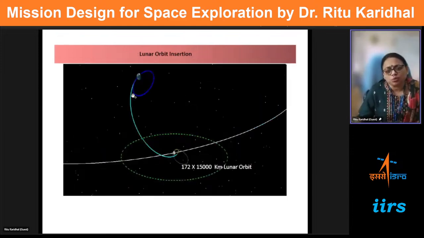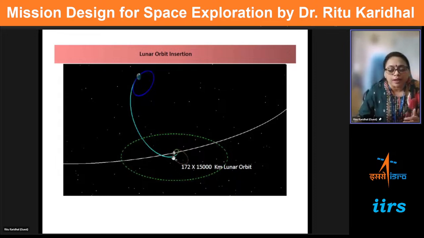In this depiction, you can see the satellite coming, and then we have the moon here. As I told, when the satellite is going near the moon, there is a gravity force working. And when any force is working, energy also gets imparted. Its velocity also increases. If the velocity of the satellite keeps increasing and we don't reduce it, it will just become a flyby, meaning it will not get captured by the moon.